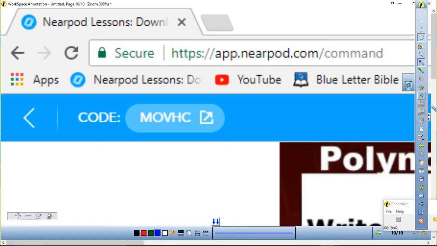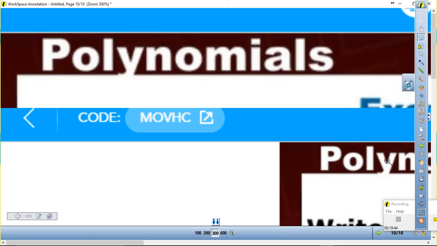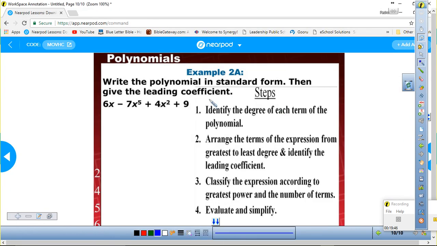Watch. According to our steps that I gave you, look at these 2 steps. I'm going to cover these 2 steps. Identify the degree of each term and then arrange the terms of the expression from greatest to least degree and identify the leading coefficient. So here it goes. Write your utensils down, and then you'll be able to copy right after. Isaac, focus, please. Here we go.